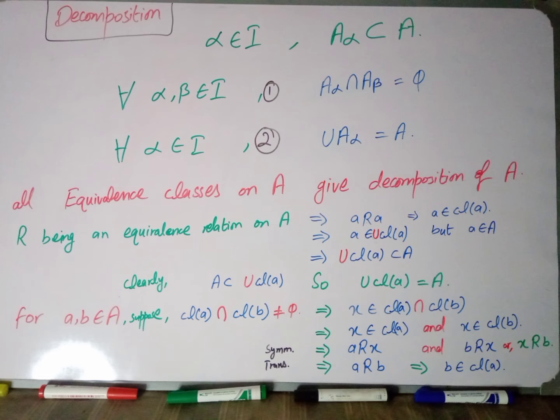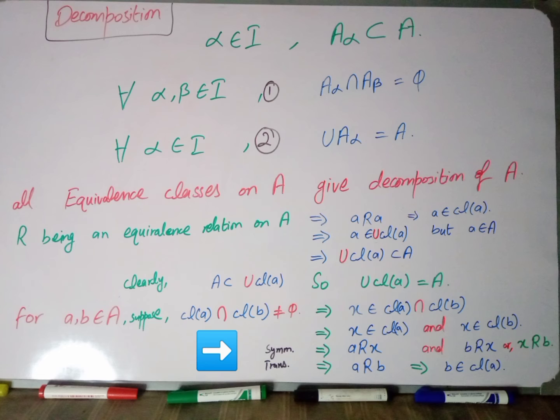Now, we will discuss that the distinct equivalence classes of an equivalence relation on set A give us a decomposition of the set A. At first, since R is an equivalence relation, so from reflexive property, a is related to a, which implies a belongs to its own equivalence class, so a belongs to the finite union of all equivalence classes of set A, which implies the finite union of all the equivalence classes of set A is equal to the set A.